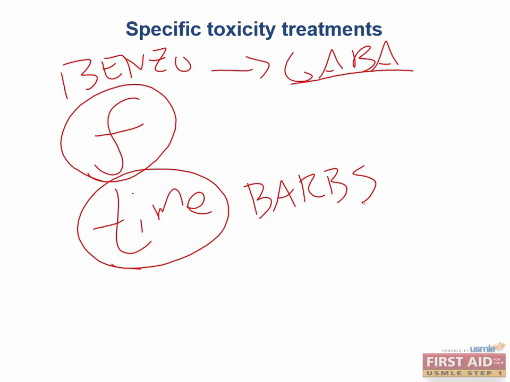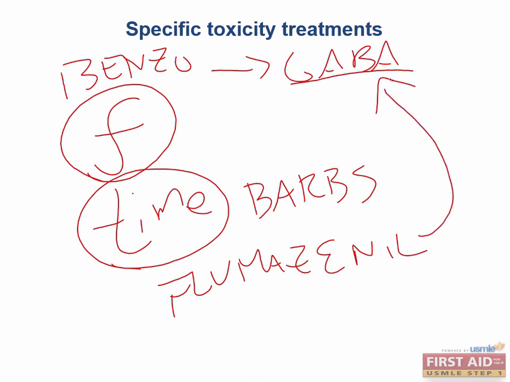Now you treat benzodiazepine overdose with flumazenil. It directly competes with benzodiazepines at the GABA receptor.